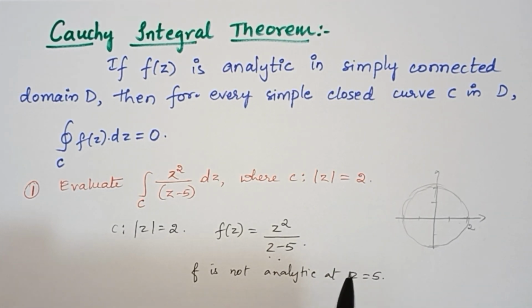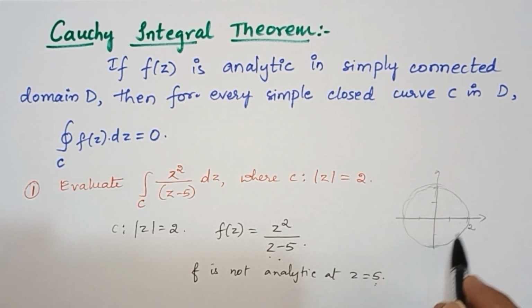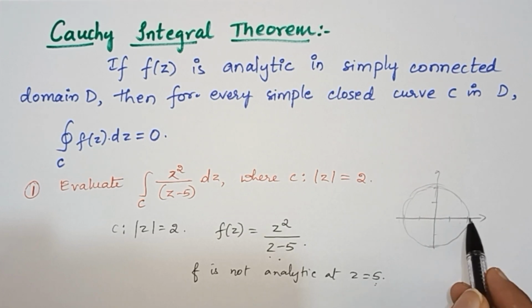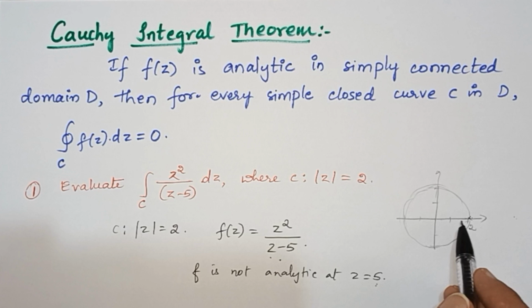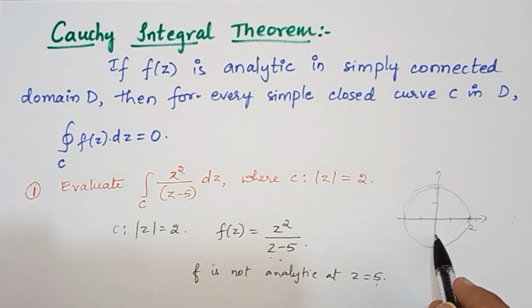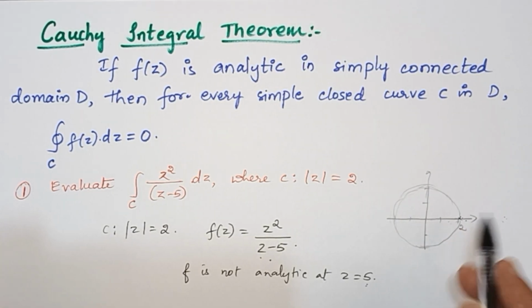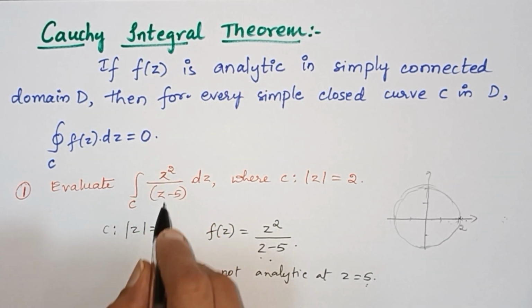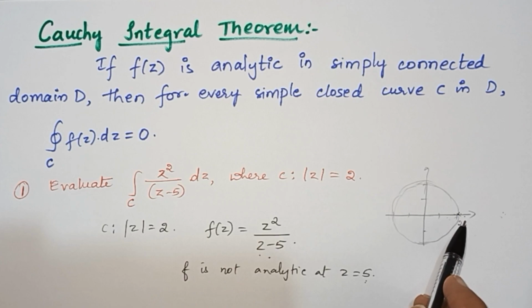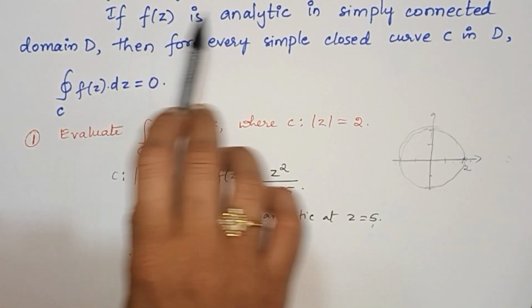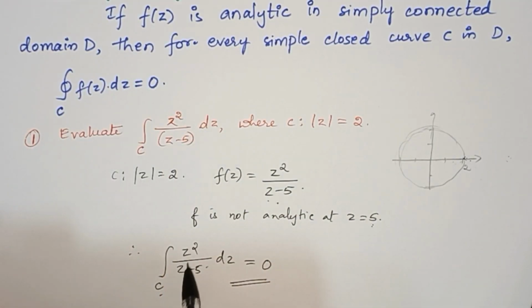Though it is not analytic at z equal to 5, that z equal to 5 won't come within this closed curve, because the radius is 2 units, hence 5 is away from this value 2, and doesn't come within this closed curve. Therefore this function is analytic at every point within this closed curve C. Thus, by Cauchy integral theorem, integral of z square by z minus 5 over the curve C is always equal to 0.